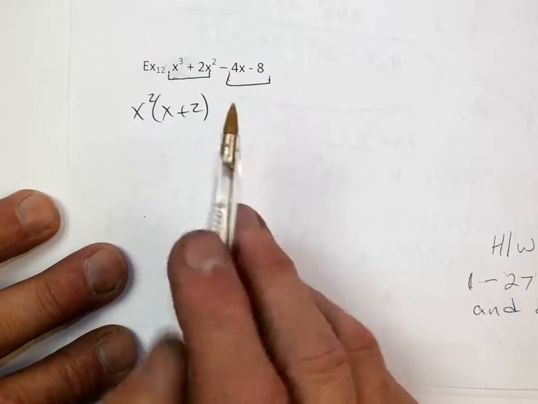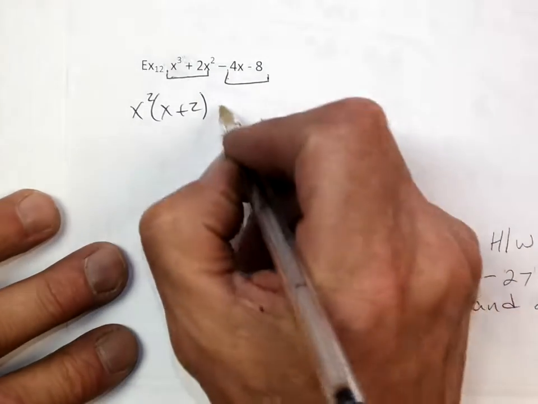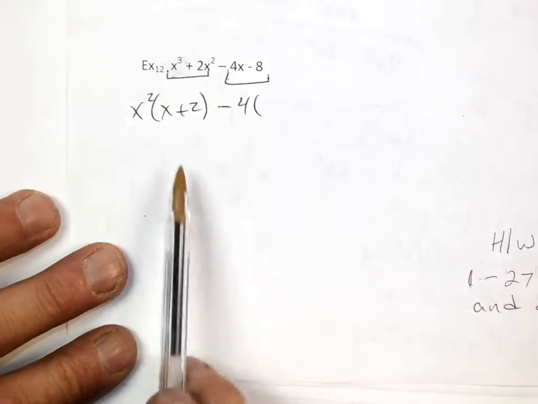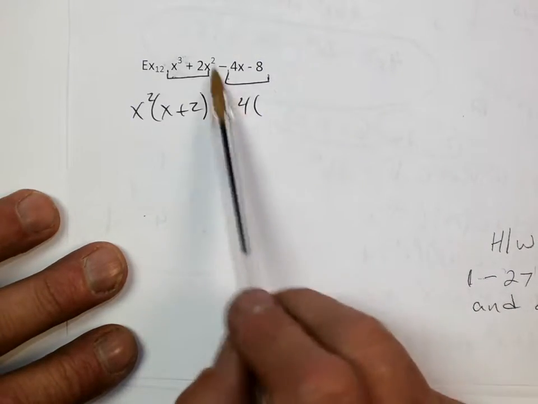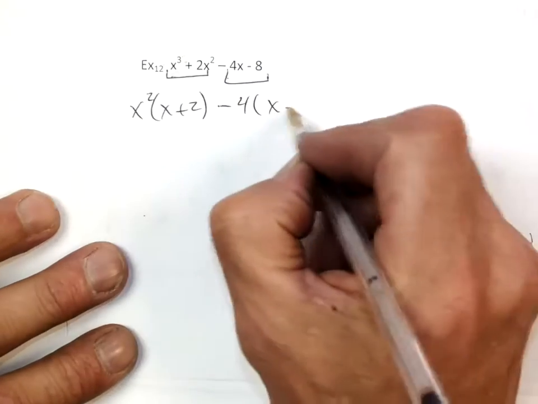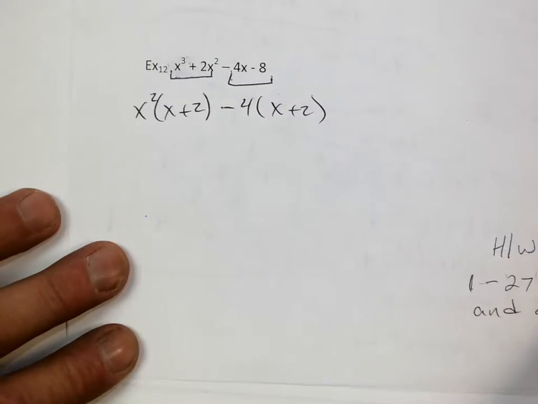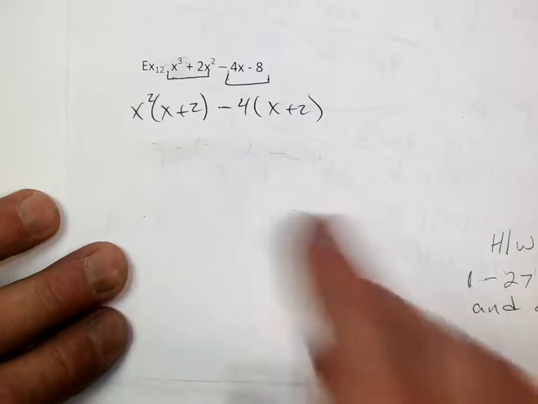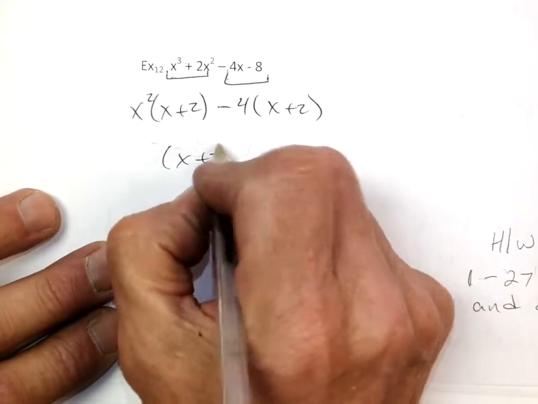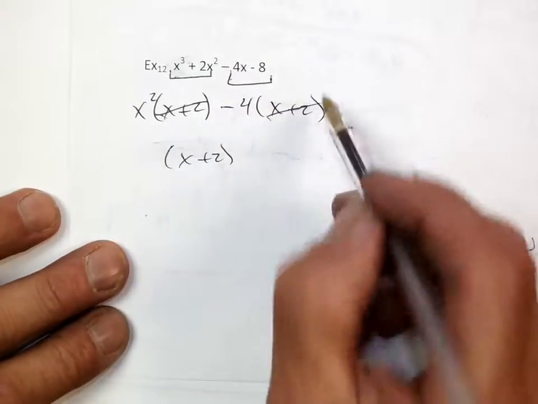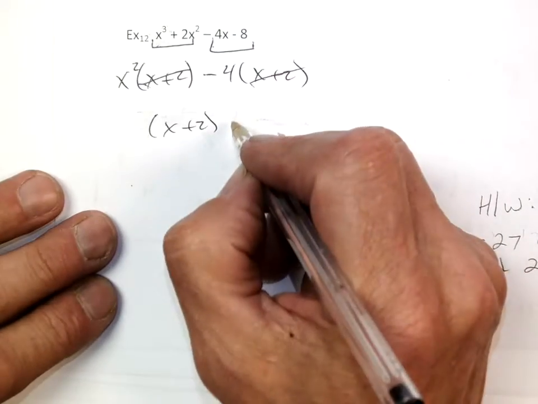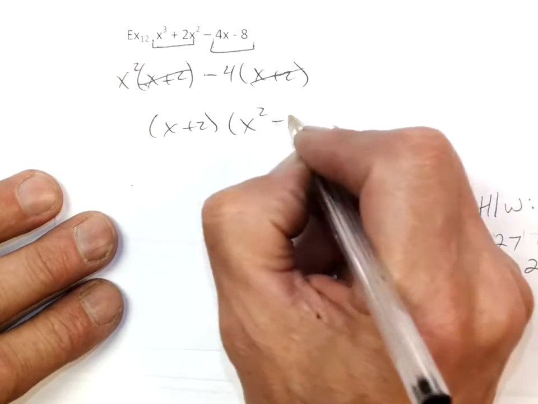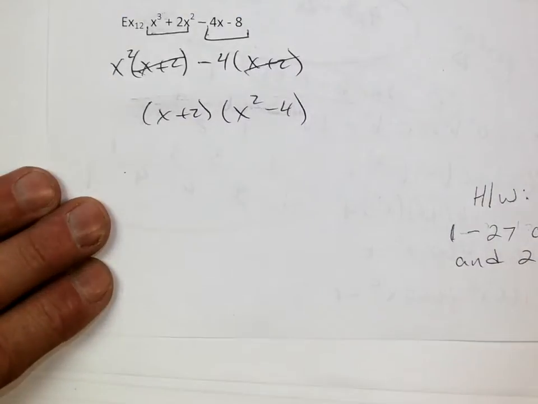What do these 2 have in common? 4. How about a negative 4? Because I need an x plus 2, don't I? So I take out a negative 4 and I get an x plus 2, don't I? What do these 2 have in common? X plus 2. And then what am I left with? Negative 4x. No, there's an X. How about x squared minus 4?